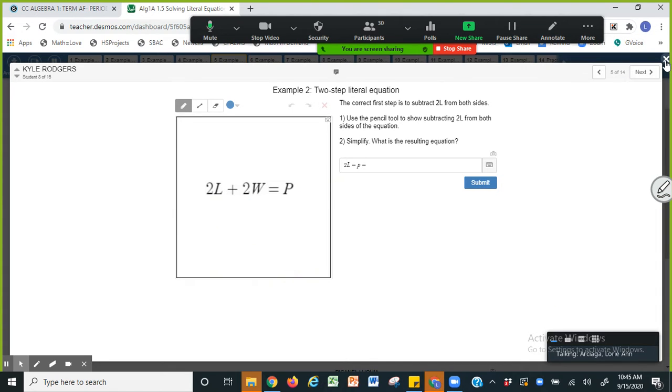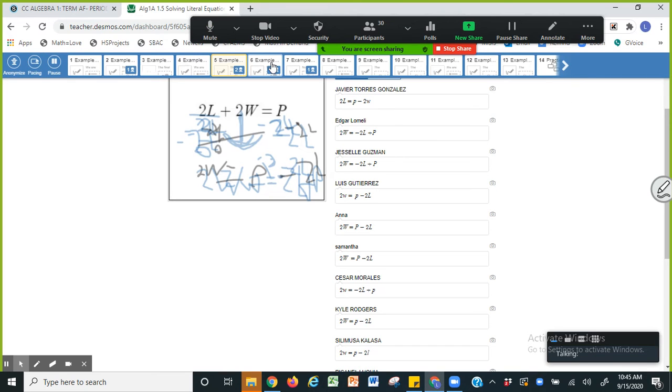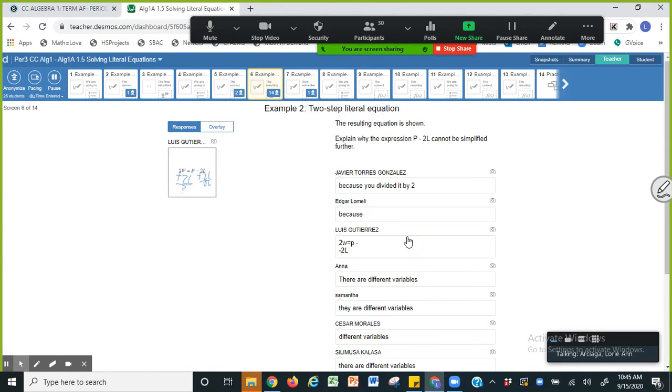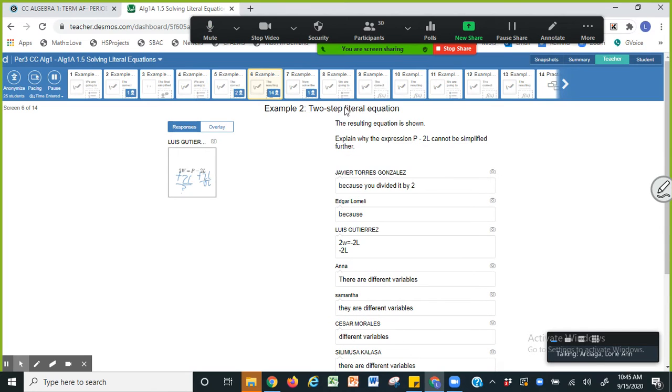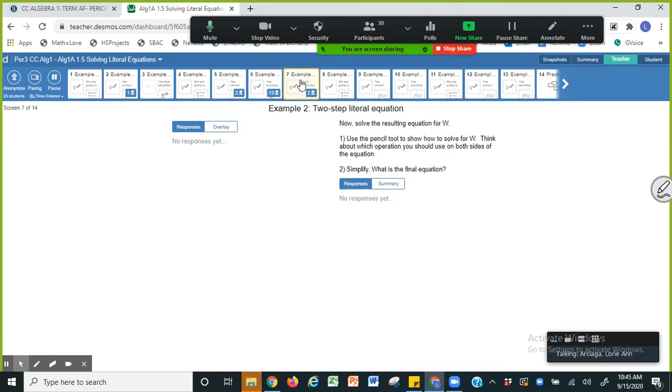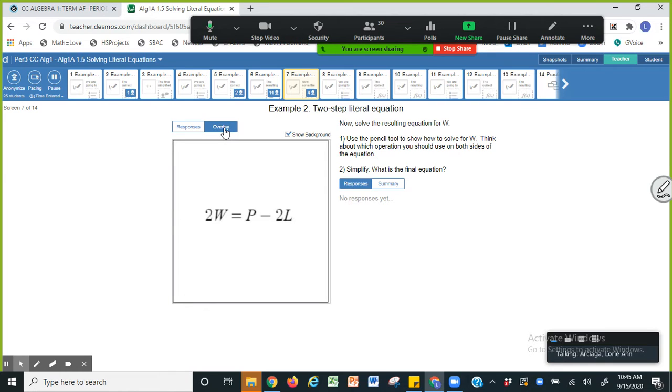All right, so let's see how you explain that part. It cannot be simplified anymore because they're different variables. They're not like terms. They're two different variables. Okay, that's good. So if they cannot be simplified anymore, then let's see what we will do next in number 7. It says, now solve the resulting equation for W.